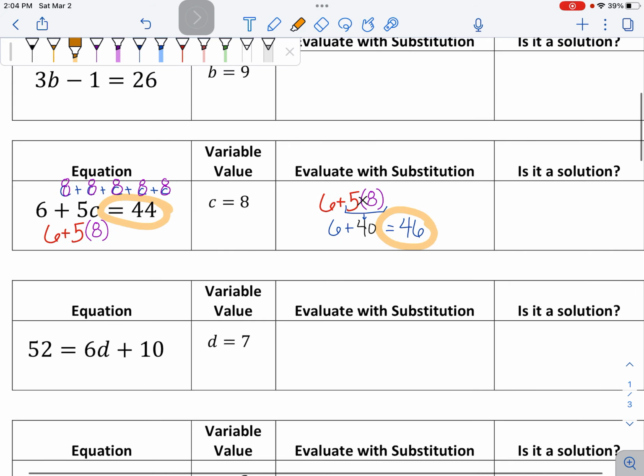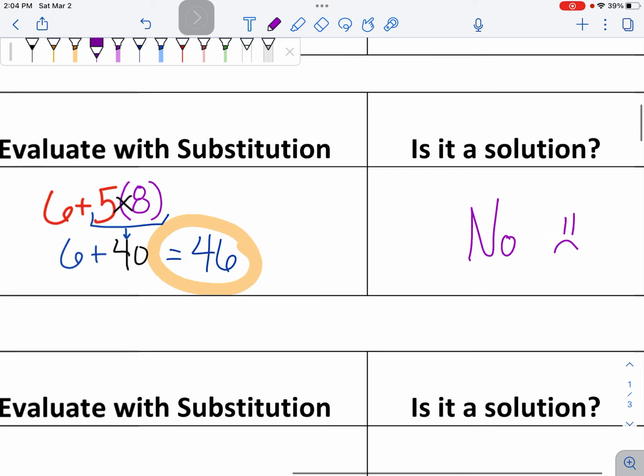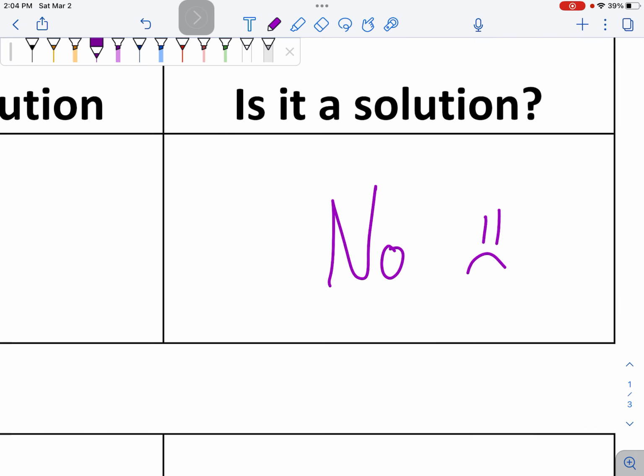So is it a solution? No. It's not a solution. Because when we changed each c into 8, we got 46, not 44. So when we're saying, is it a solution? No. c cannot equal 8.